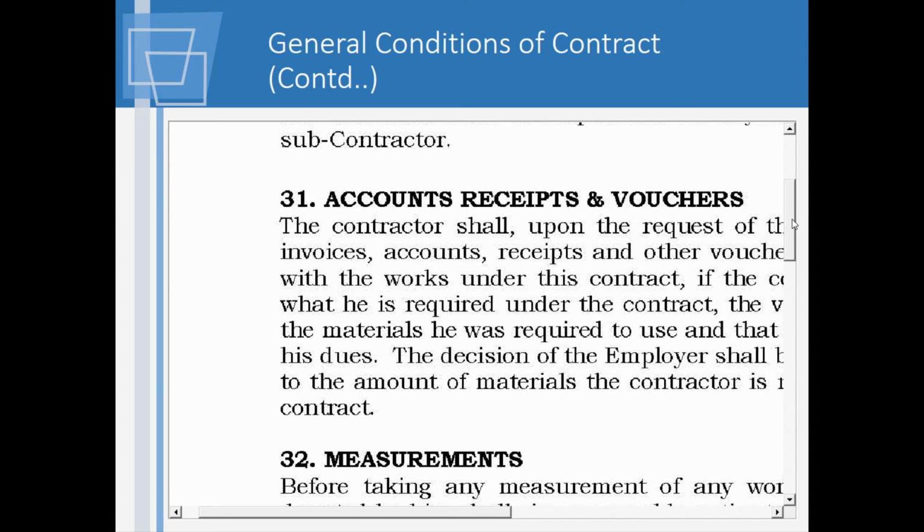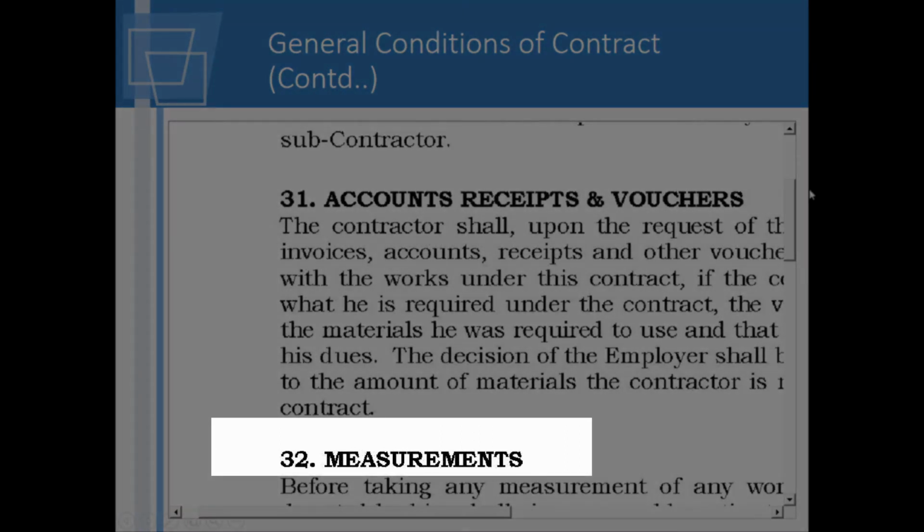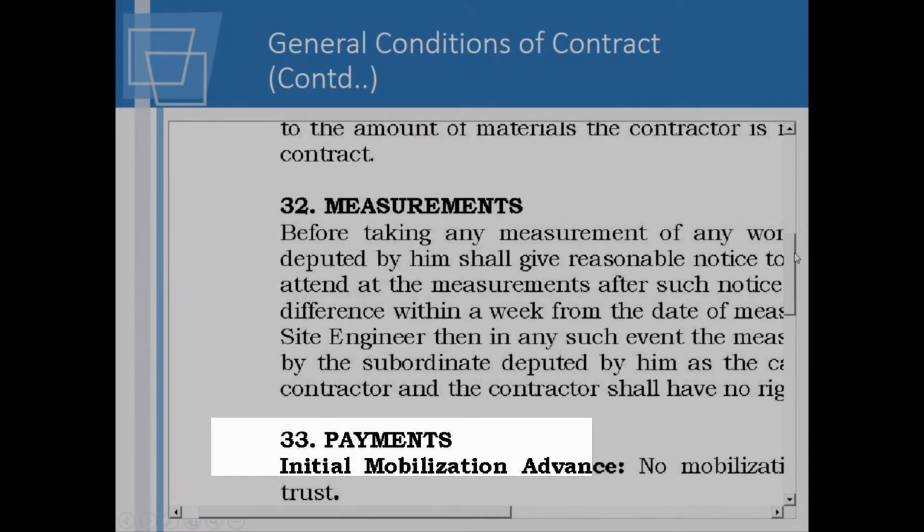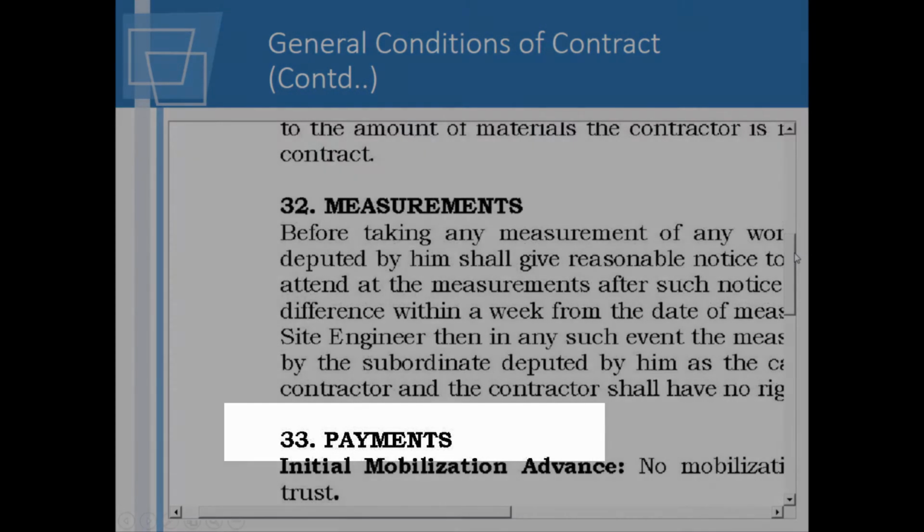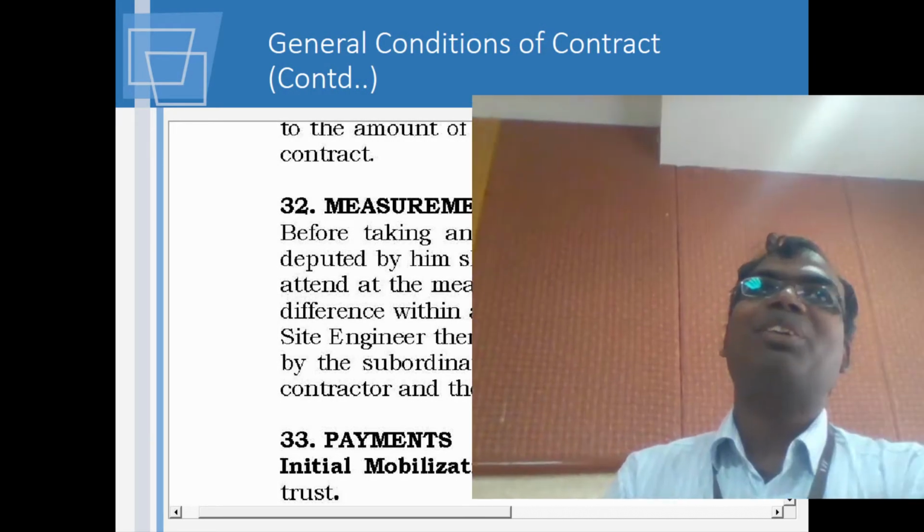So how are you going to maintain your accounts, receipts, and vouchers? How are measurements going to be done? Because only when you measure the work will you be paid. After measurement, this measurement has to be certified, then it goes for payment. So how it is going to be done has also been mentioned in the contract.